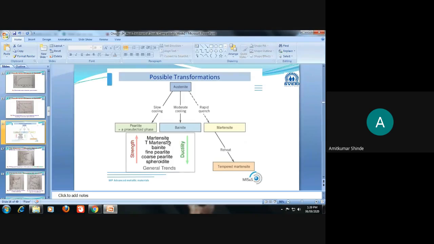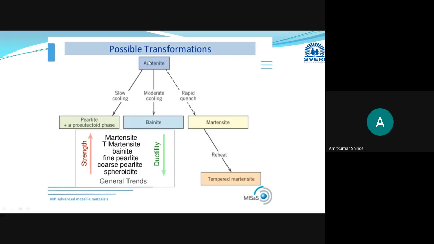Here we have seen the transformation products of austenite: pearlite, bainite, martensite. From these three products, martensite has the highest hardness. Here I have made a list from bottom to top, from the lowest hardness to the highest: coarse pearlite, fine pearlite, then upper bainite, lower bainite, then tempered martensite and martensite. Martensite has the highest hardness.